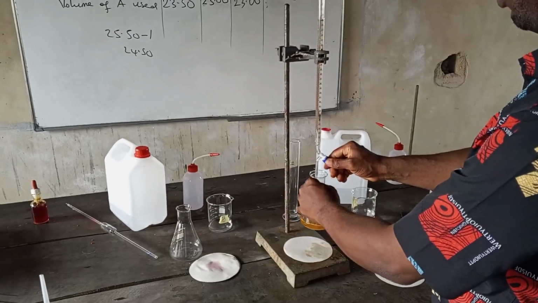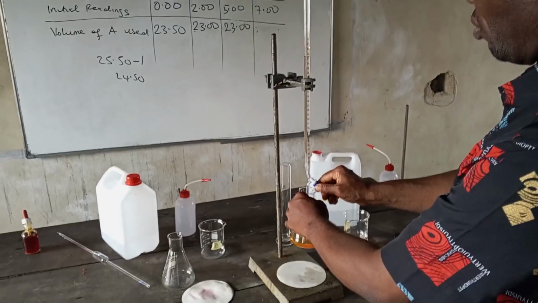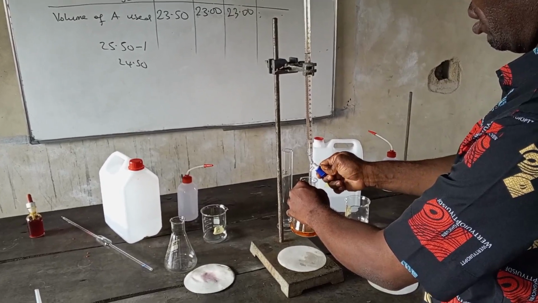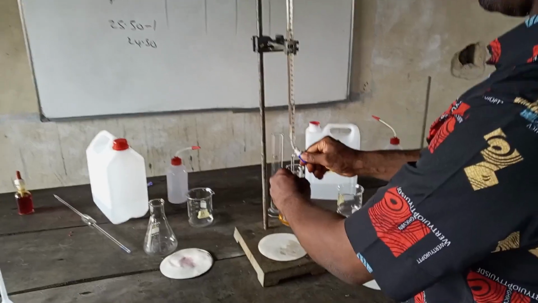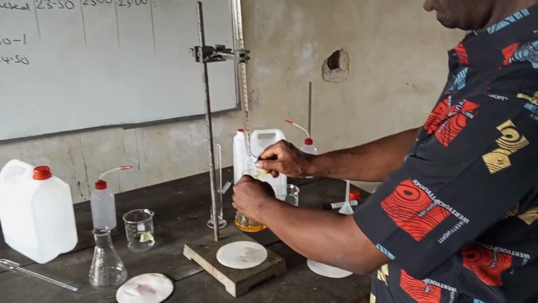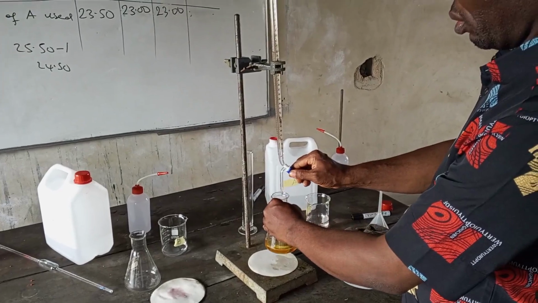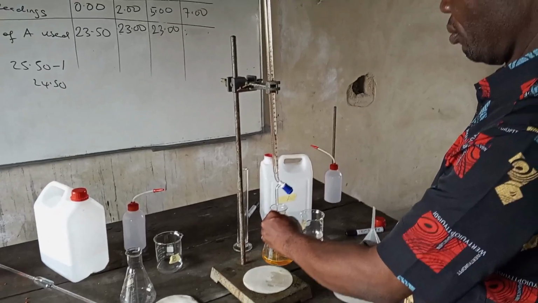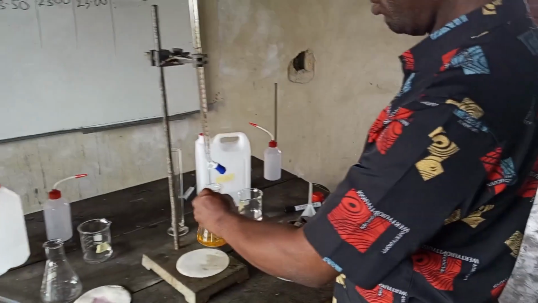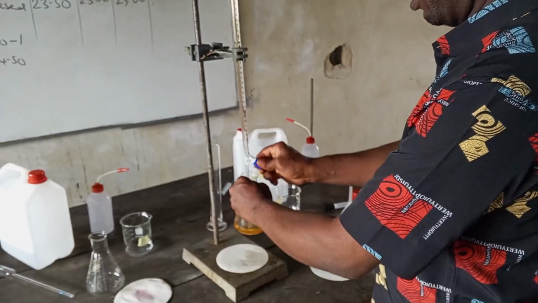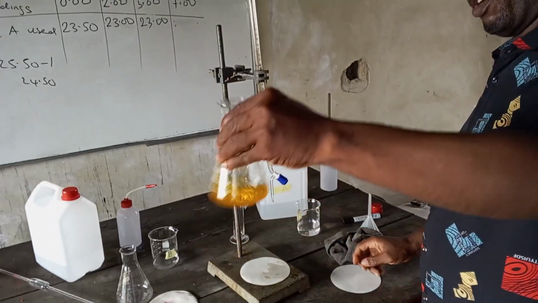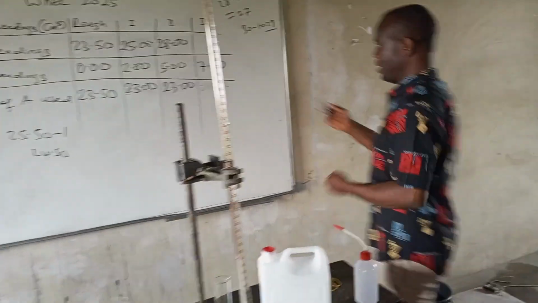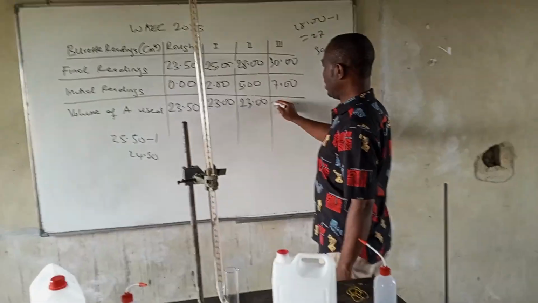Let me take this a little bit off. We're close to 29. I'll close it. Then move it drop by drop. So it's going in drop by drop. We are now at 30. So, of course, the orange color appears once more. So, we have 30. That gives us 23.00.